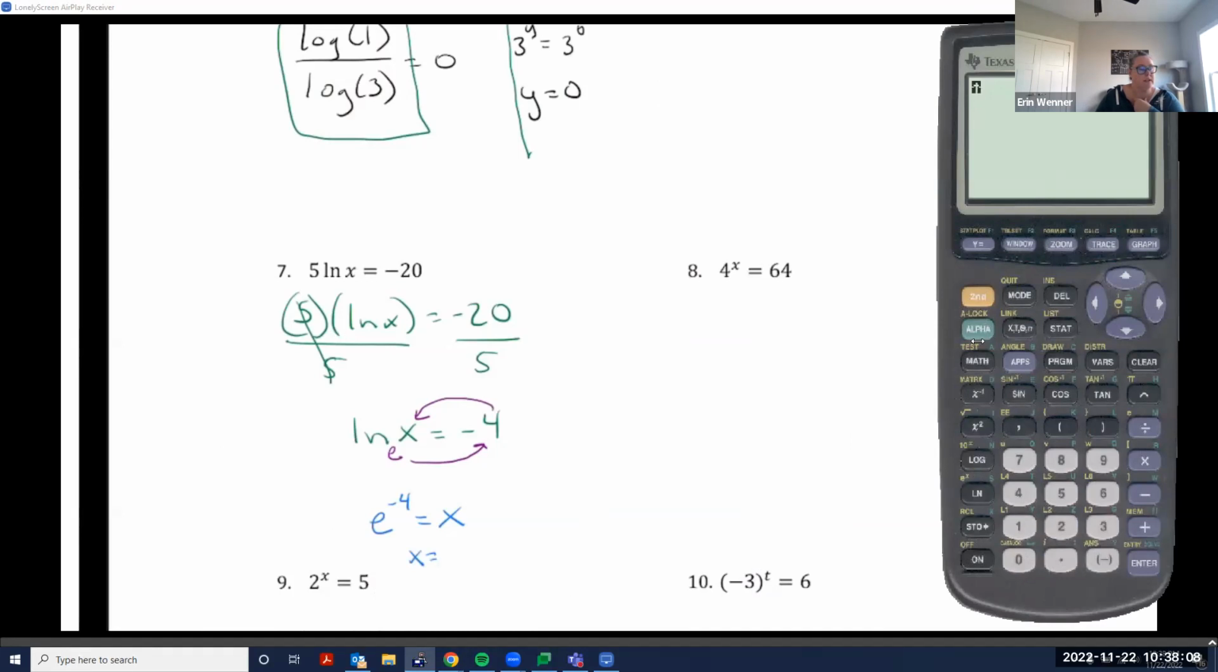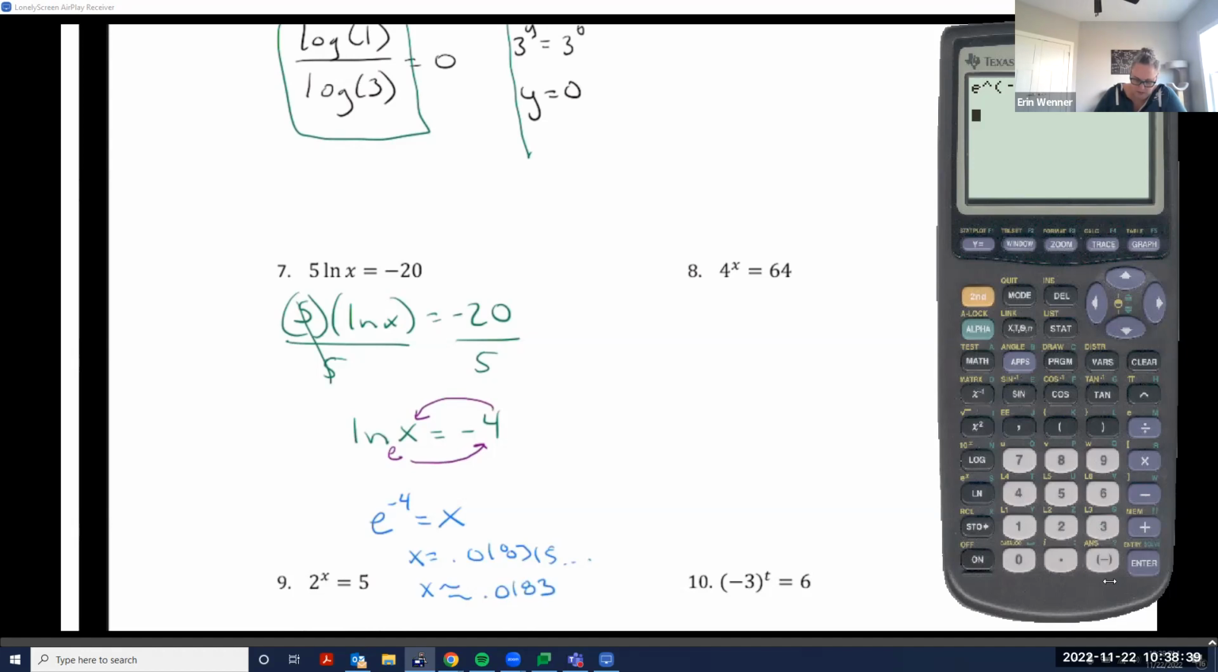I have to press the second key and then the ln to get the e to the x. We can see it right here in little yellow writing. I'm going to do -4. And I get 0.018315, blah, blah, blah. So we're going to just round this off. And again, your homework will tell you how many decimal places to round. I'm going to do 4 for right now, but it will let you know.